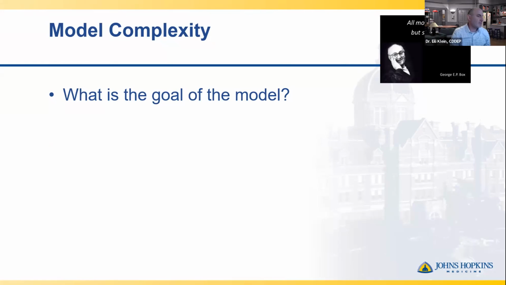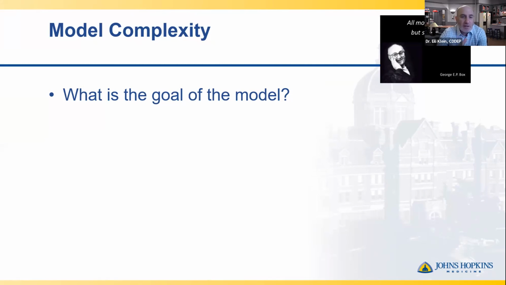Okay, so I think the big question is, what is the goal of a model? Whenever I talk about modeling, it's almost impossible not to show the quote by George Box that all models are wrong, but some are useful. A simple model is unlikely to exactly represent any system, but parsimonious models can often provide remarkably useful approximations.